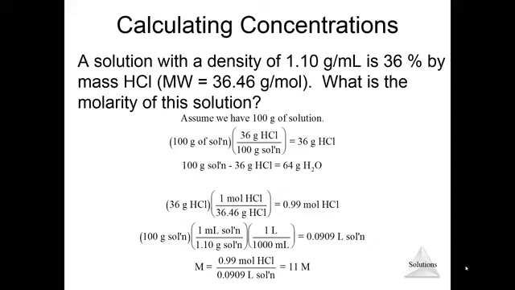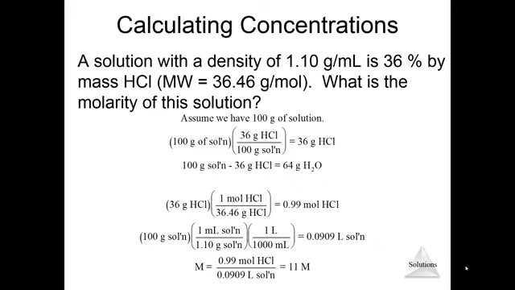Now we need to calculate the volume of the solution in liters. We know we have 100 grams of solution. We know the density of the solution is 1.1 grams per milliliter. 100 grams divided by 1.1 grams per milliliter, and we also know that there's 1,000 milliliters in a liter, tells us that the solution is 0.909 liters in total volume.